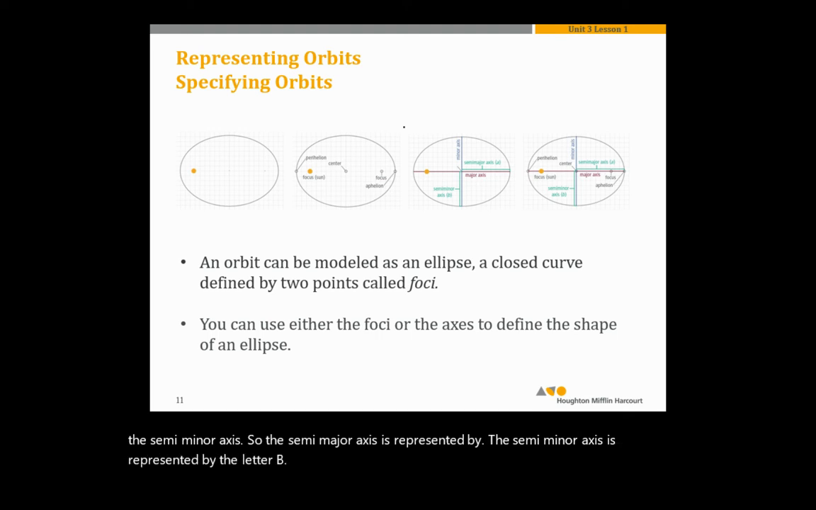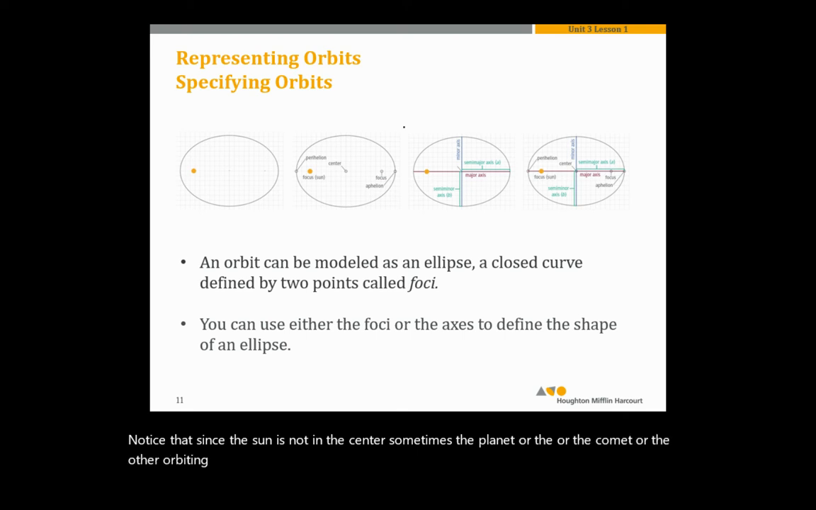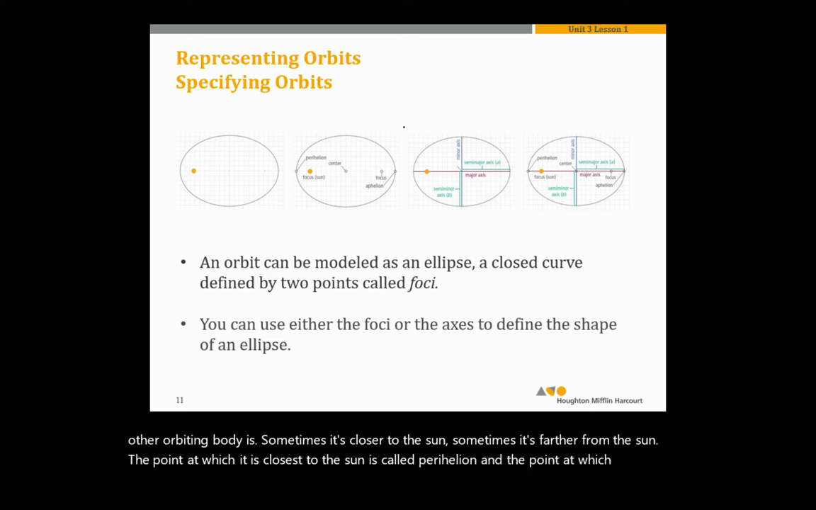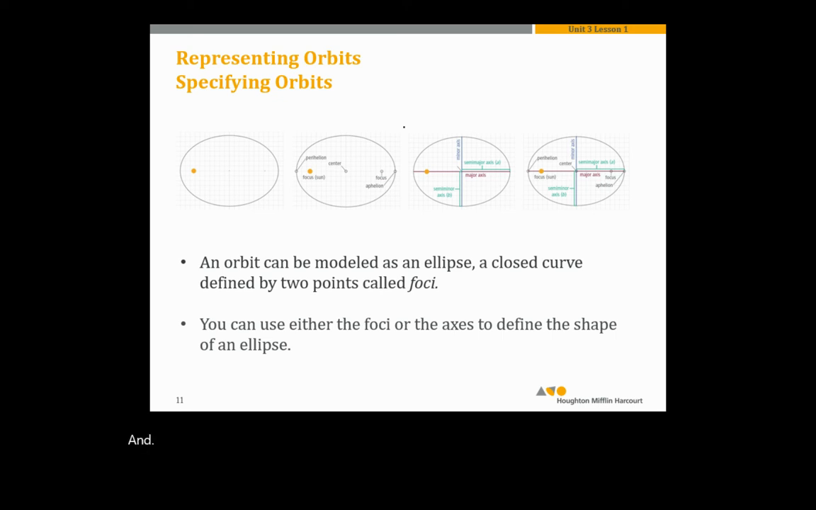Notice that since the sun is not in the center, sometimes the planet or the comet or the other orbiting body is closer to the sun, sometimes it's farther from the sun. The point at which it is closest to the sun is called perihelion, and the point at which it is farthest from the sun is called aphelion. These are important vocabulary terms that we're going to be using.